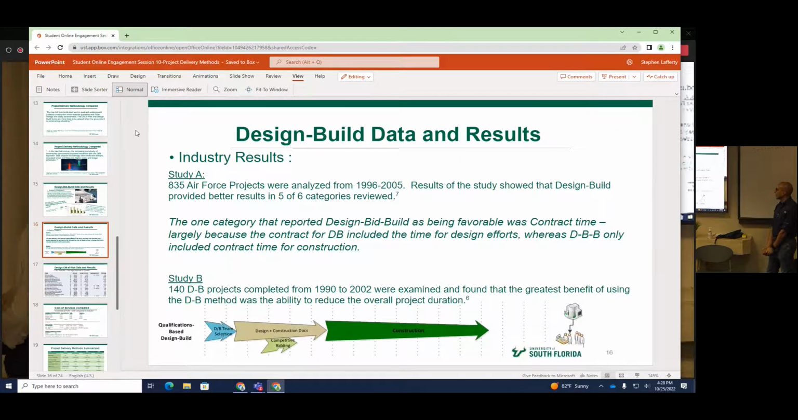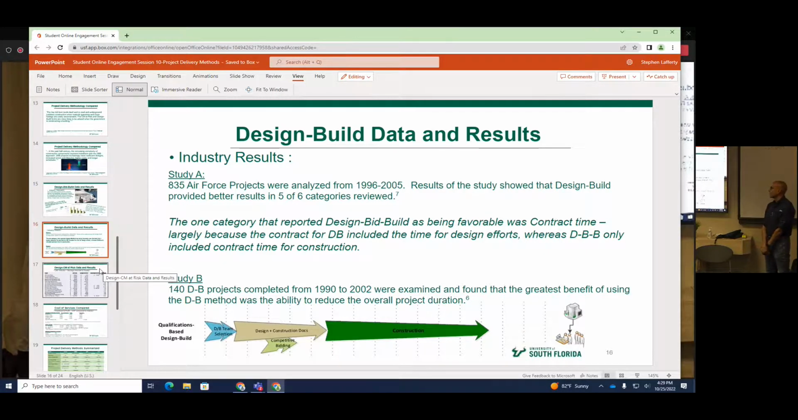So on the design build side, you've got another 835 projects. We said that design build provided better results in 5 out of 6 categories. That one category was, I forget what it was, but the biggest difference between the two is the fact that design build is a much shorter duration. And you saw that on one of the first slides. It's a shorter duration getting from point A to point B. That's what study B really showed.